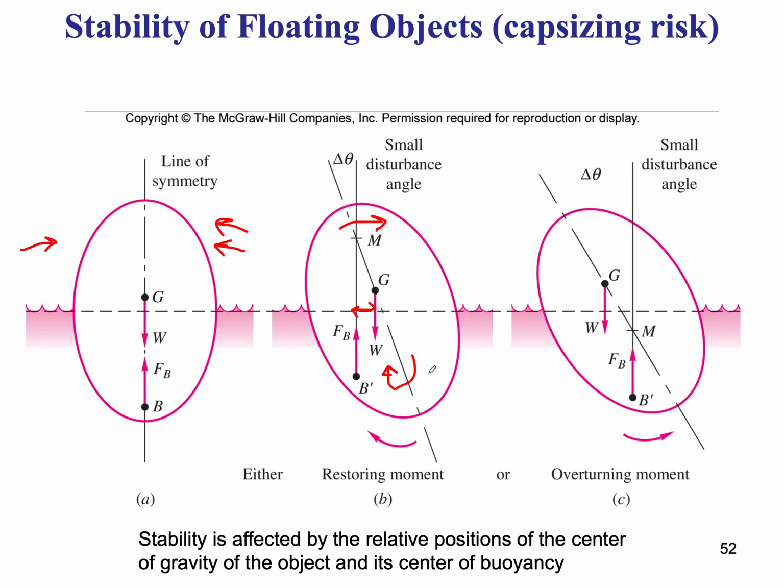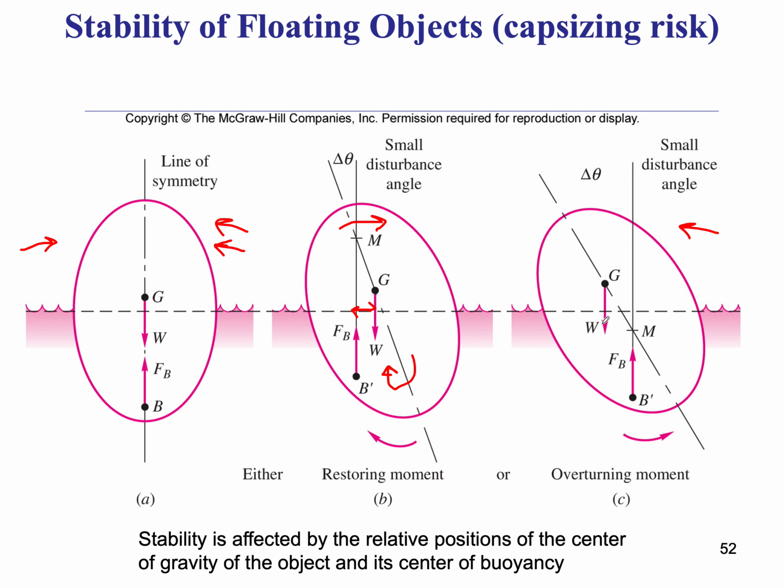So now let's look at an unstable system, and in this system the distribution of the volume and the distribution of the weight inside this ship is not done in a very effective way. So we get the disturbance to make the system incline at an angle delta theta, but let's see what's happening here.